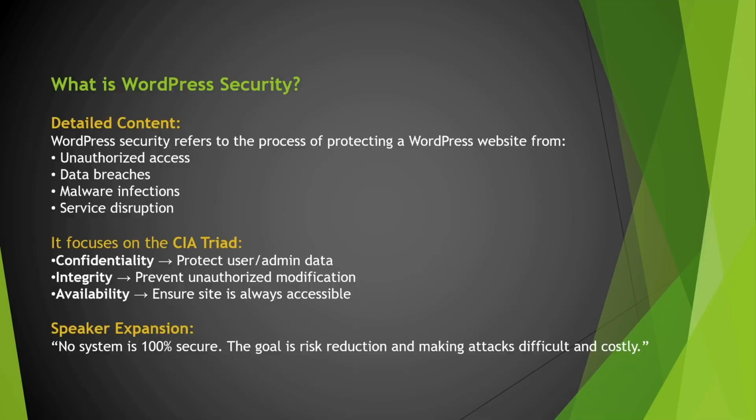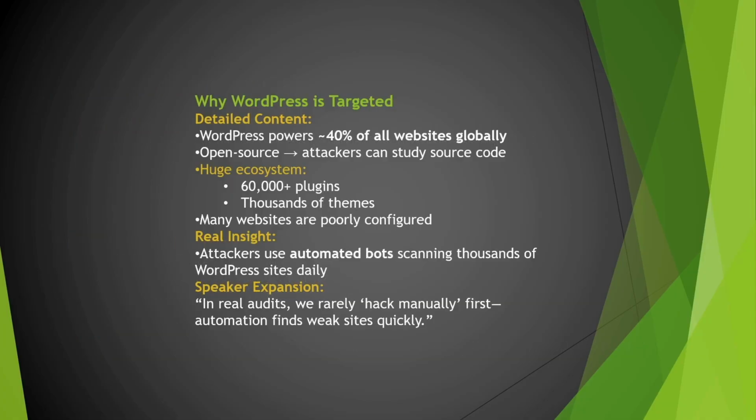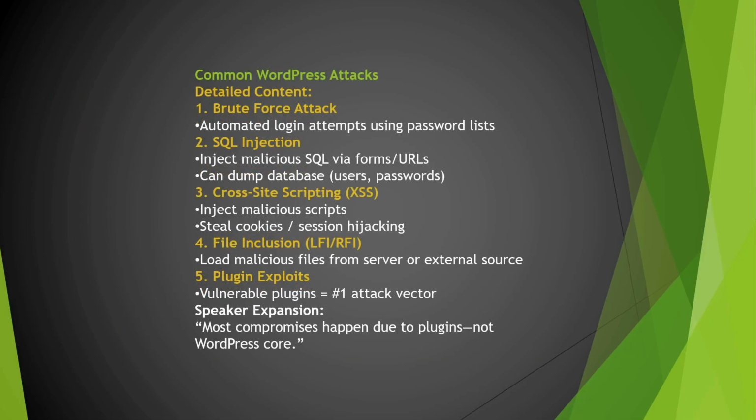WordPress security refers to the process of protecting WordPress from unauthorized access, data breaches, and malware infections. It focuses on the CIA triad: confidentiality, integrity, and availability. WordPress powers 40% of websites globally. These are the most common attacks: brute force attacks, SQL injections, cross-site scripting, file inclusions, and plugin exploits.